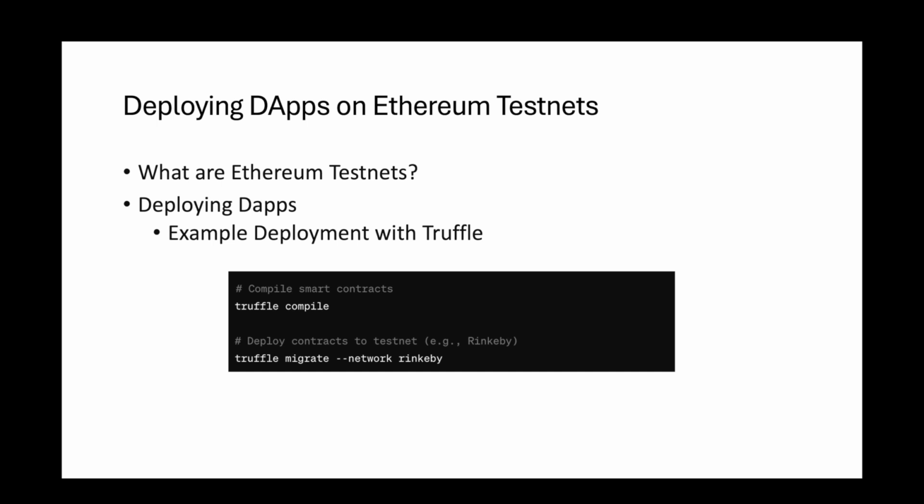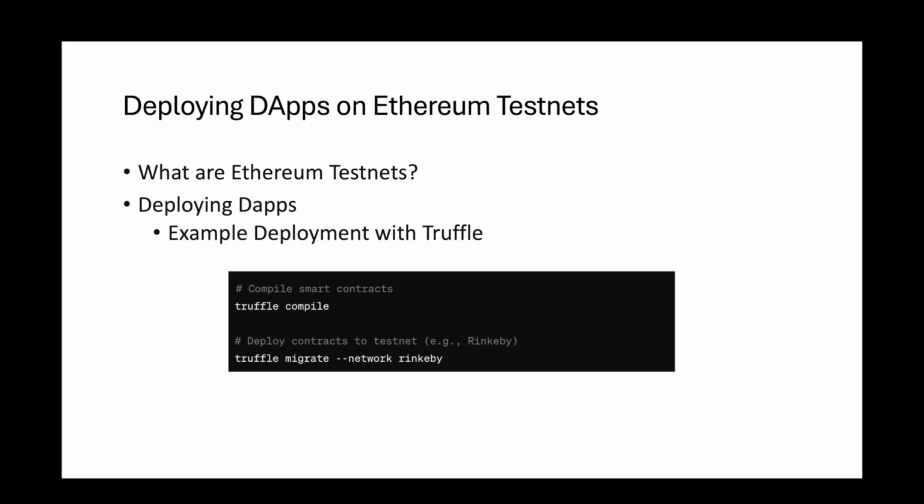What are Ethereum testnets? Ethereum testnets are alternative Ethereum blockchain networks used for testing and development purposes. They mimic the behavior of the main Ethereum network but use test ether that has no real-world value, for example Rinkeby and Ropsten. Deploying dApps.